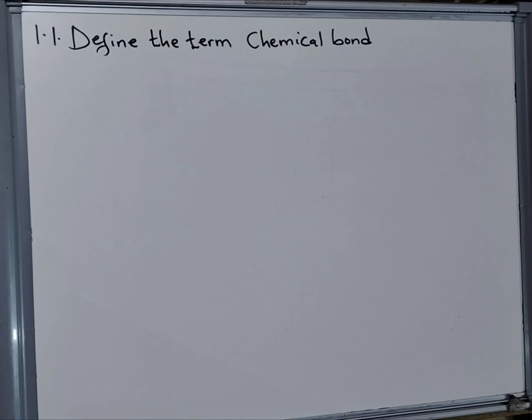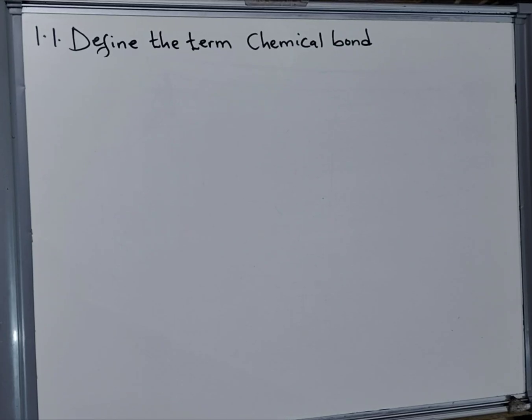The question comes, define chemical bond. What is it? Okay. Chemical bond is the mutual attraction between two atoms resulting from attraction between protons of one atom and electrons of another atom.